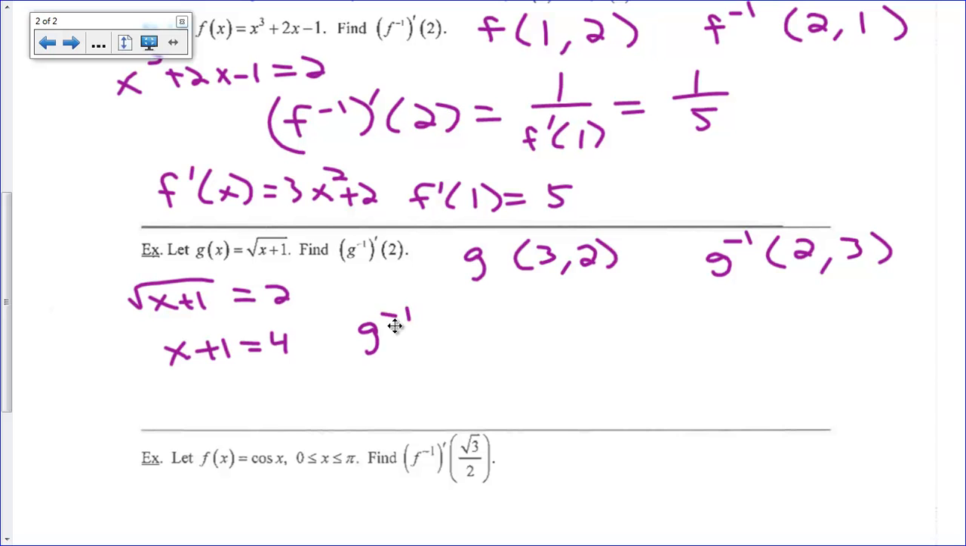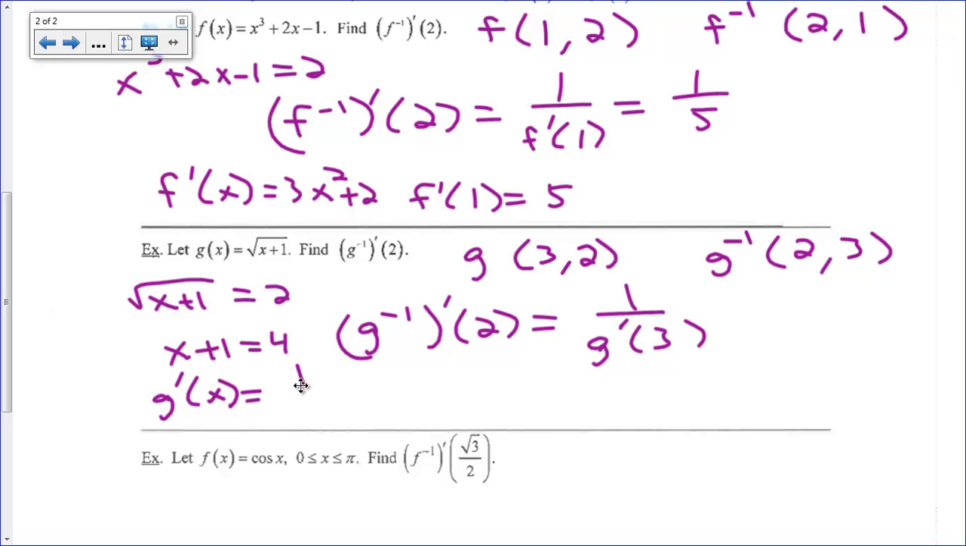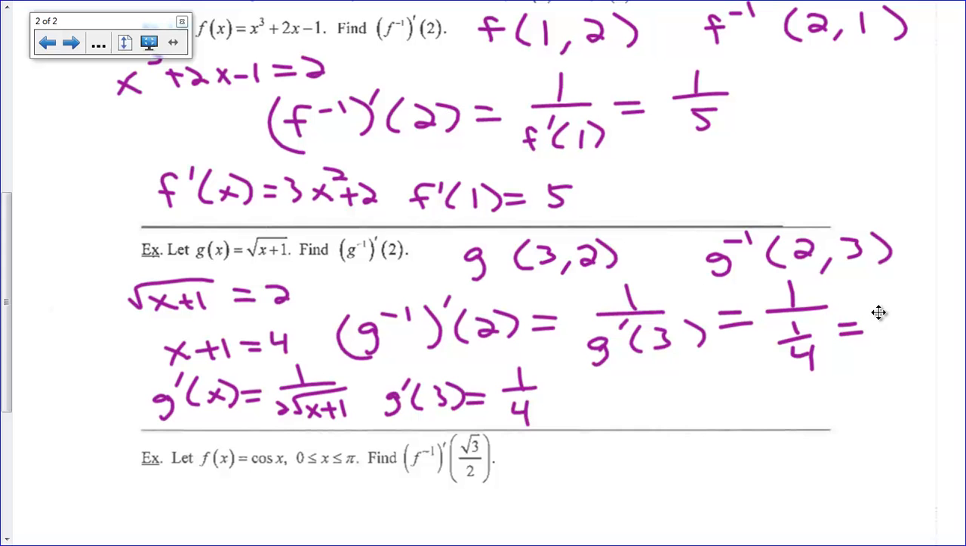So g inverse prime at 2 is going to equal 1 over g prime, where? Right here at 3. The slope for g inverse at 2 is the reciprocal of the slope of g at 3. So I need to find g prime of x, which is going to equal 1 over 2 square roots of x plus 1. You can verify that, but we've done that so many times it's probably worth memorizing. So g prime at 3 is 1 over the square root of 4, which is 2. 2 times 2 is 4. So when we put a 1/4 down here, and if we flip that over, we get the answer of 4.